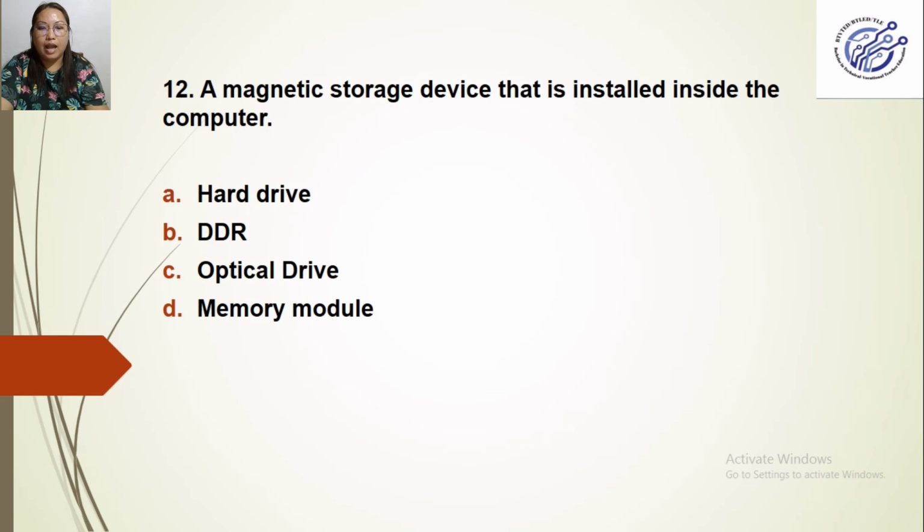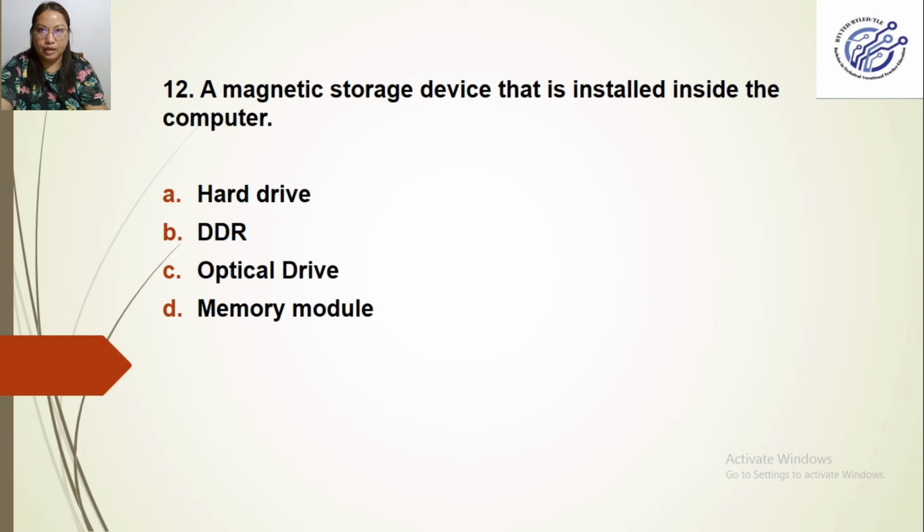Number 12, a magnetic storage device that is installed inside the computer. A. Hard drive. B. DDR, or C, optical drive, and D, memory module. So ano ba yung magnetic storage device that is installed inside the computer? So ano ba tong mga choices natin?